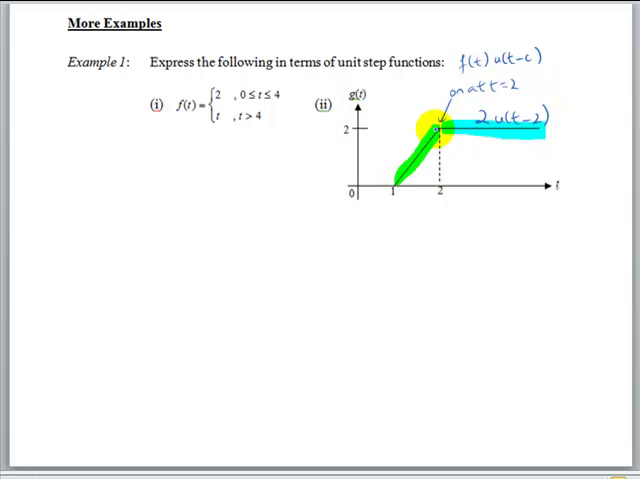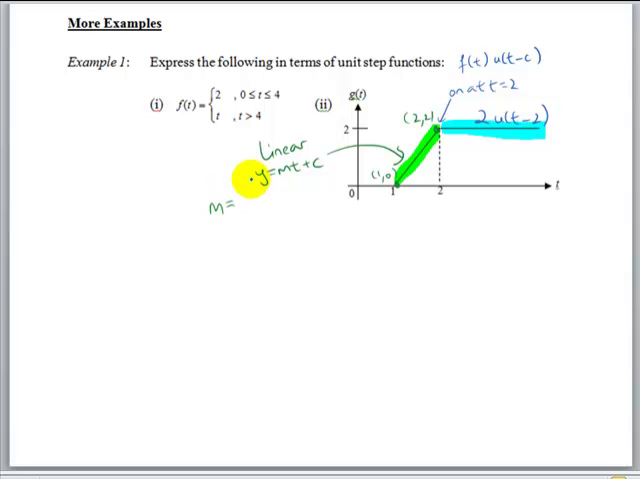Now the green color part is a linear line. So I need to find this linear line, which can be represented by y equals mt plus c. And I need to find the gradient m and the y-intercept c. Now I cannot see from this graph what the intercept is, so I'm going to pick two points. First point I pick is labeled 1, 0. Second point I pick is labeled 2, 2. Both points I pick lie on the green color line.